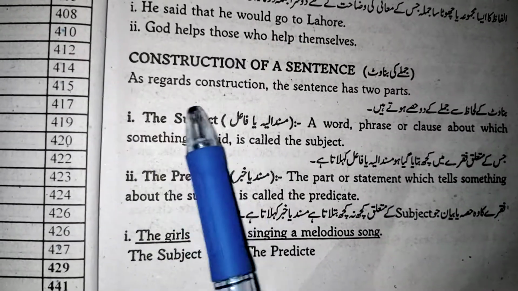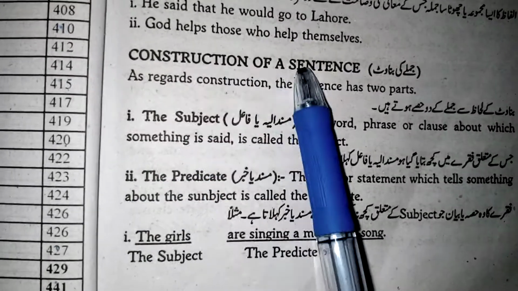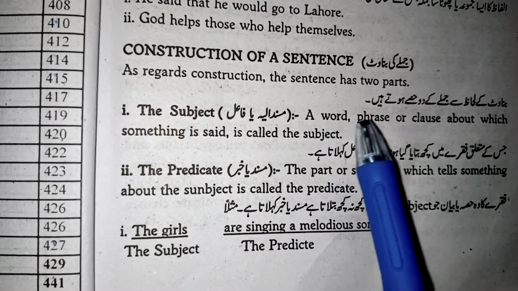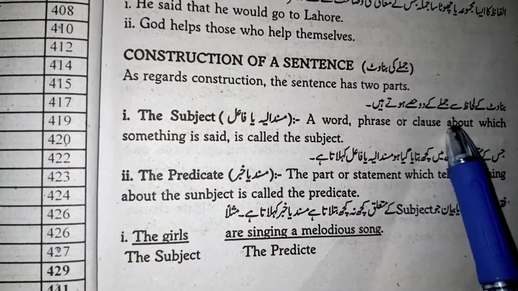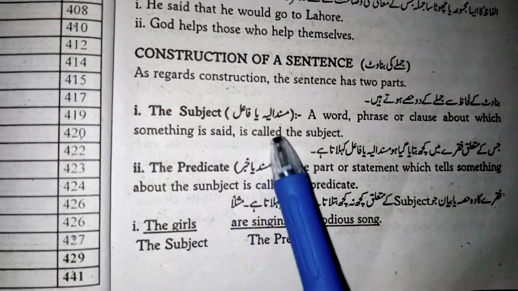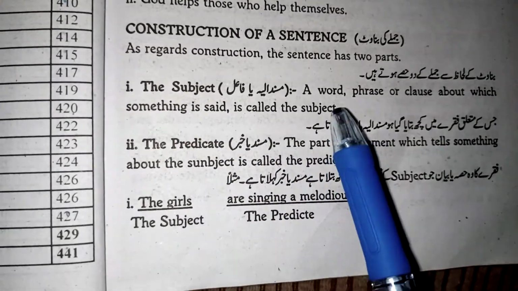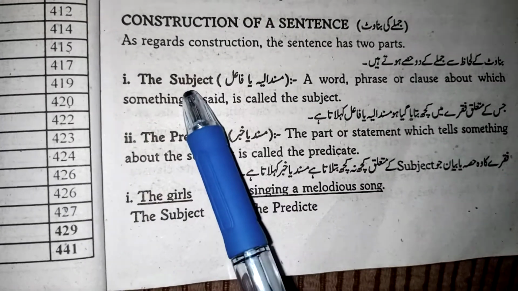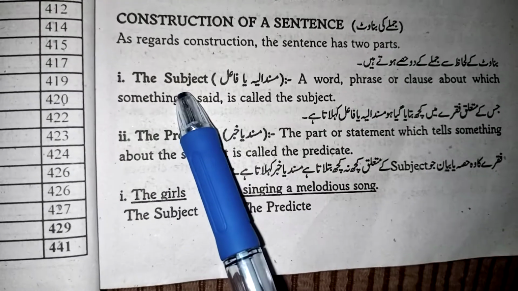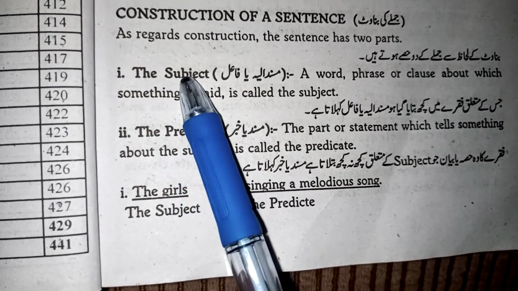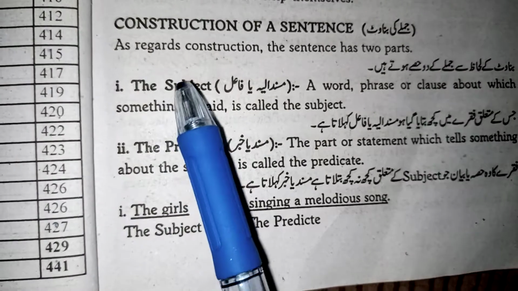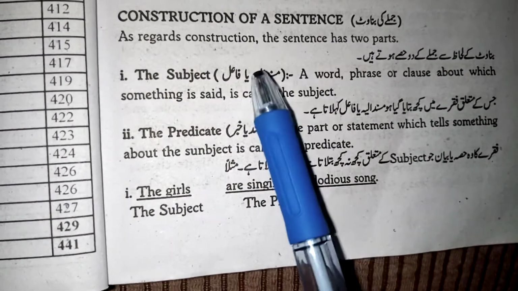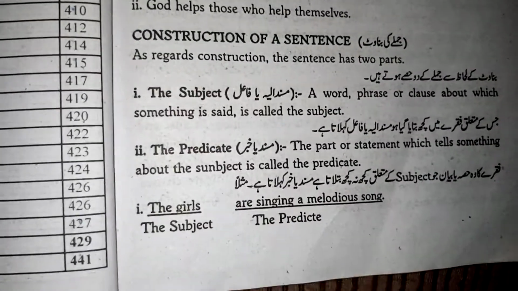So we analyze the two basic parts of a simple sentence of English. The subject. What is the subject? A word, phrase, or clause about which something is said is called the subject. You can say that subject is the beginner of a sentence. In the very beginning, whatever the noun or a pronoun comes, that is called the subject of a sentence. And the verb gives us information about what the subject does.